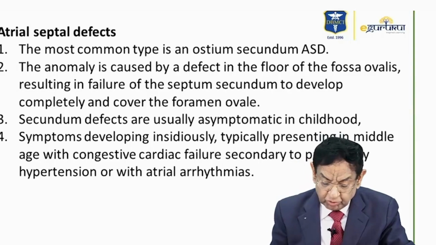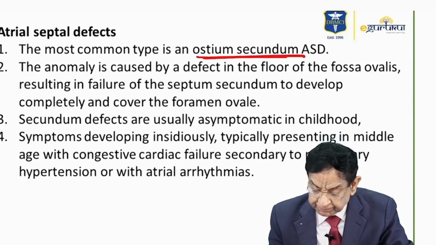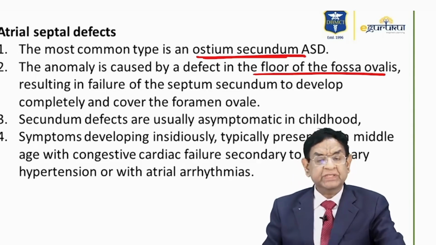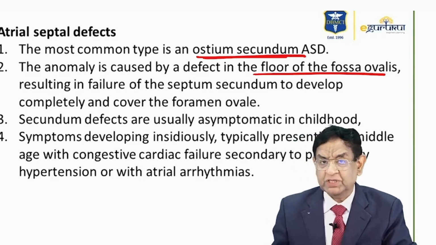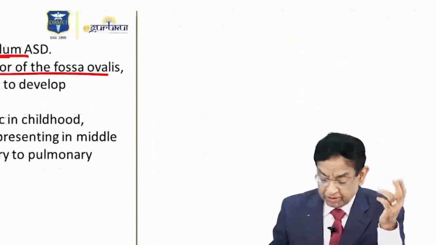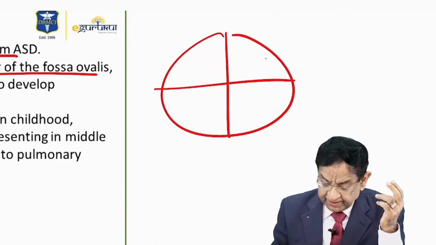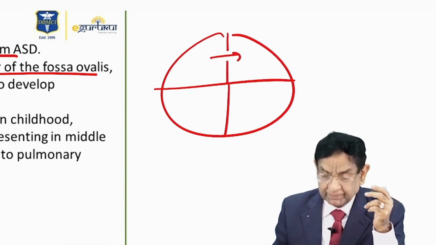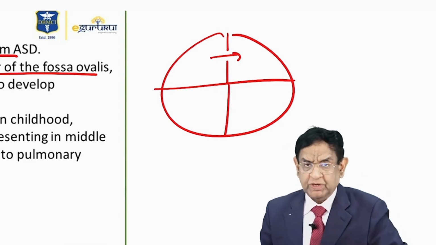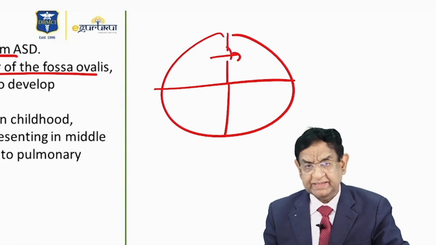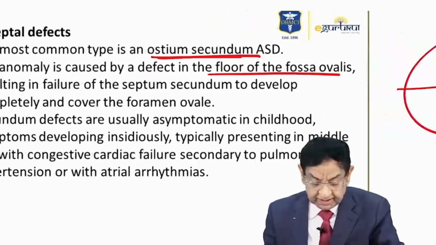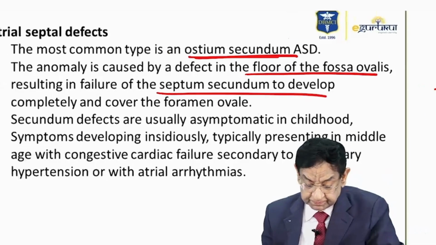Well, ASD, the most common type is ostium secundum. This is due to a problem in the fossa ovalis. Do I need to tell you what is fossa ovalis? No way. Remember, in embryonic life, we had the foramen ovale, and it got closed soon after birth, and that made the fossa ovalis. But if this persists, this is going to make the septum secundum defect. Okay, agreed.